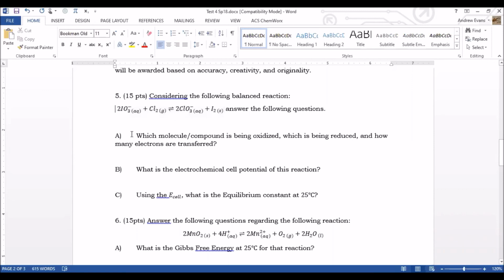So which molecule or compound is being oxidized? Oxidation is the one that is losing. This goes from 5+ to 0, and this would be the opposite of what it appears in the book. Which one is being reduced? The one that's gaining electrons. Chlorine goes to chlorate. This is the one that appears the same as in the book. Each chlorine is gaining 5 electrons. How many total electrons are being transferred? Well, 10. That's a goof in the book. Not balanced. Don't ask me why, I don't know.